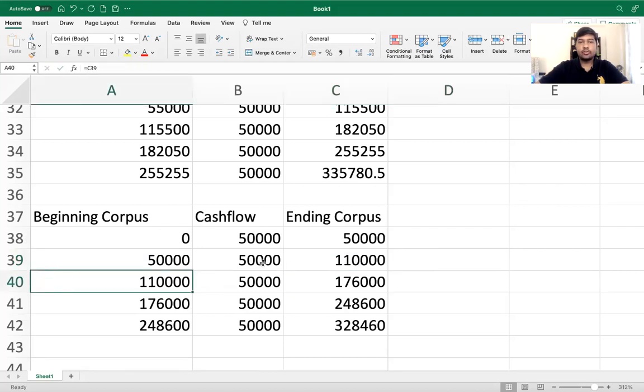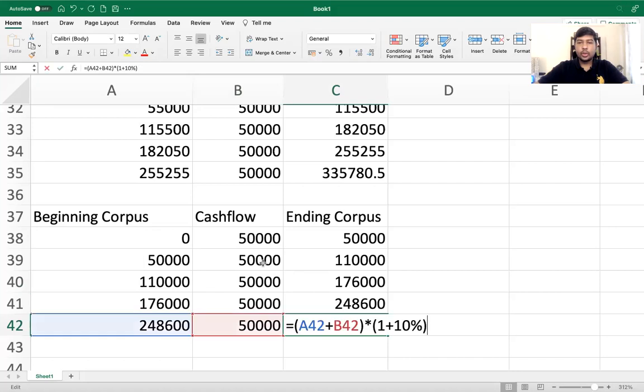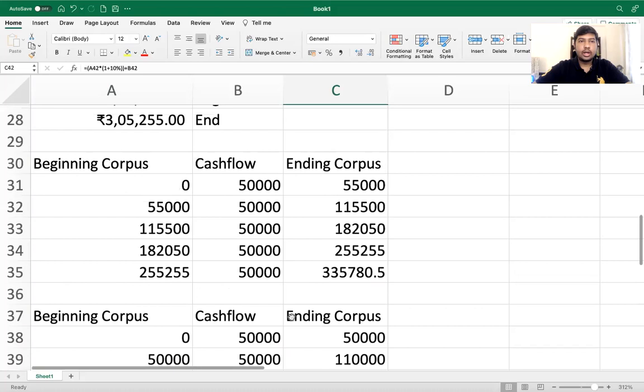At the beginning of, or at the end of third year, you'll have 76. End of fourth year, you'll have 76. And then what will happen is in this example, what will happen is a little different. So this 2,48,000 will earn 10% interest. Okay. And simply that 50,000 rupees, which is the last cash flow, will get added. That's how you are getting.